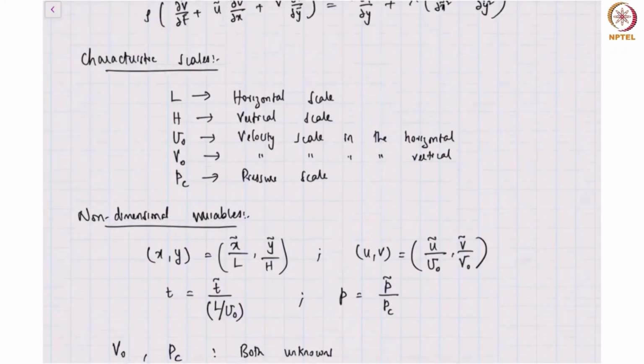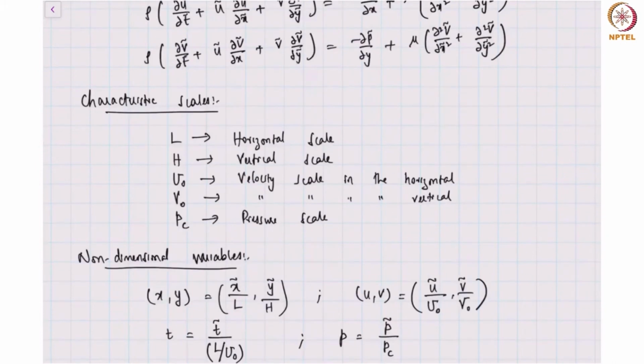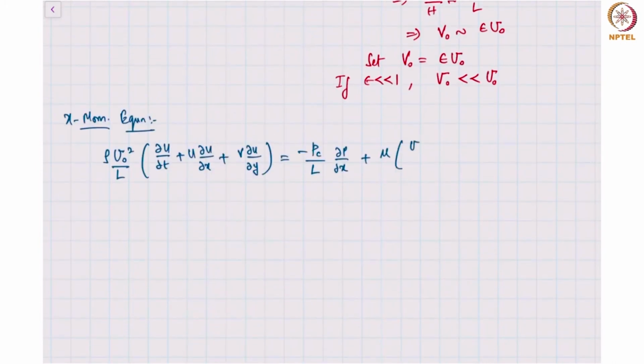Let's look at the two viscous terms. You have del square U by del X square, and the magnitude of this term is comparable to U naught by L square. So what we have is U naught by L square del square U by del X square plus u naught by h square del square u by del y square, right? And now we can notice that we can simplify this a little bit.